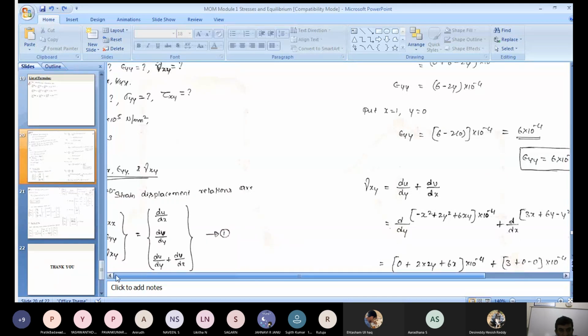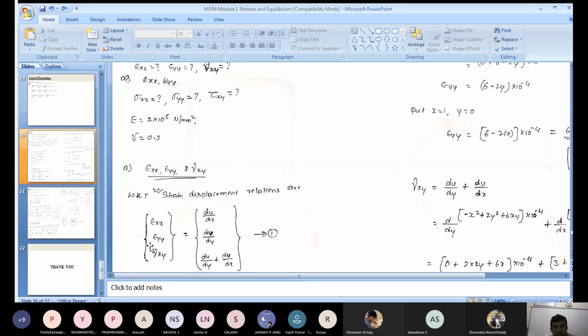See that my cursor is moving here. This is the two-dimensional strain displacement relation, the strain vector. Epsilon x is equal to du by dx. Epsilon yy is equal to dv by dy. Gamma xy is equal to du by dy plus dv by dx. Called as equation number 1.